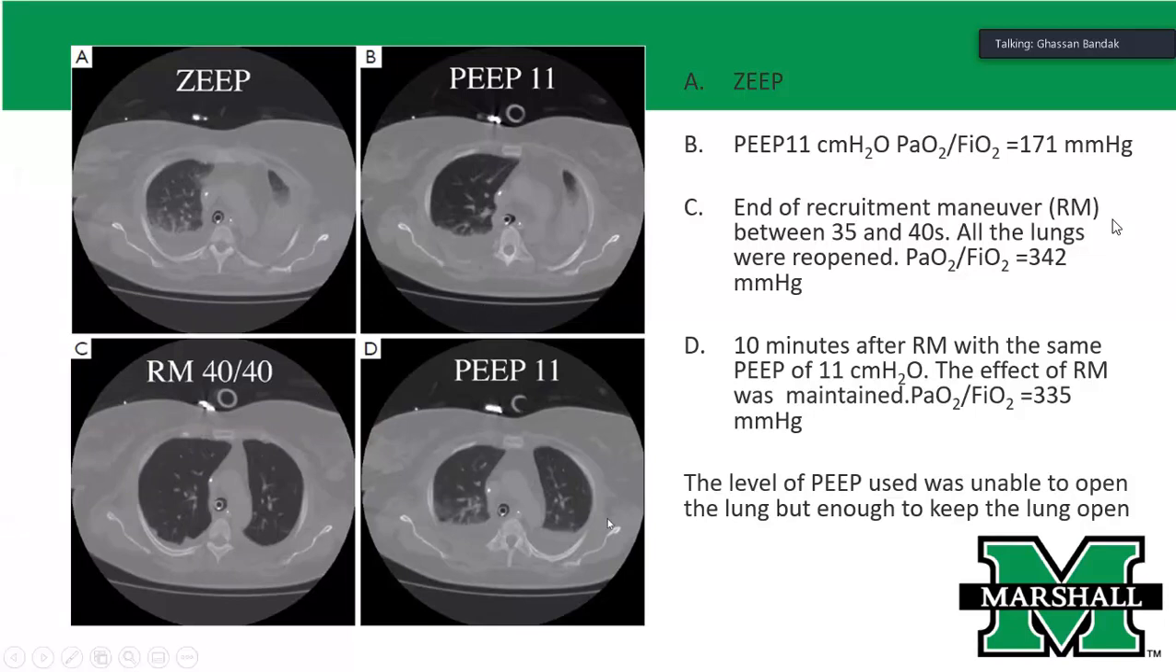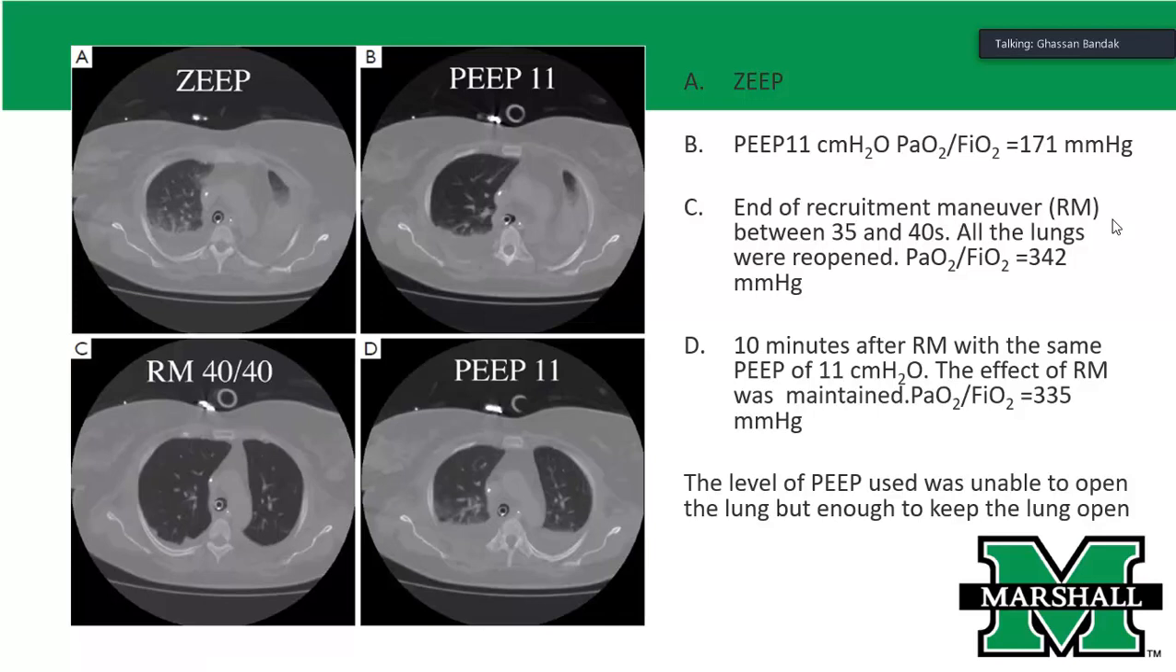So I'm going to ask Saddam again. Saddam, what do you expect if I'm giving this patient 400 tidal volume? What do you expect the airway pressures to be in picture B versus picture D? They're both at the same PEEP, PEEP of 11. Do you expect the plateau pressure to be higher in B or in D? B. And why is that? Because there is not much space for this tidal volume.